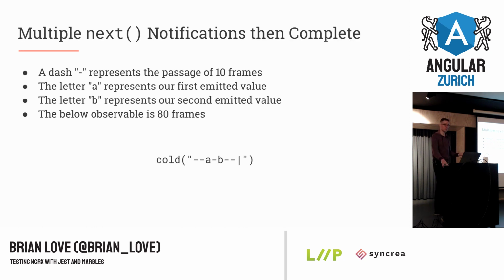Of course, observable streams can emit multiple values. So in this instance, 20 frames of time have passed. We get a next, so we get a value. 10 frames pass, we get another, different value. 20 frames pass, and then we get a completion notification.